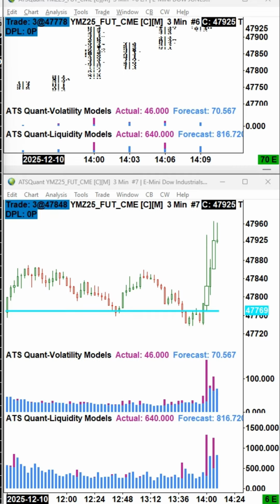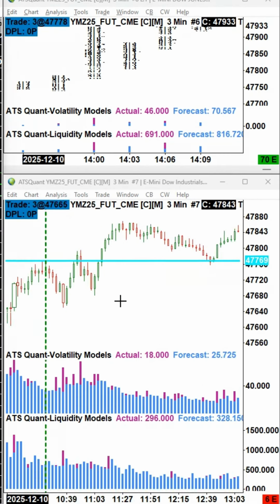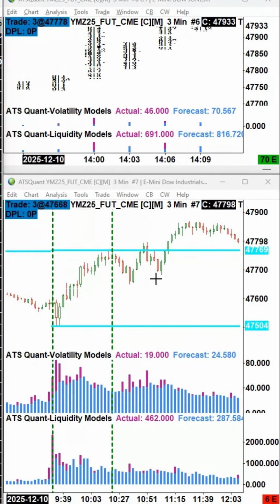Okay, the Fed just cut rates by 25 basis points, which was pretty much expected. We can see this shift in liquidity and volatility. So just to recap, if we go back in our prior clip, we just mentioned that we noticed a divergence here.